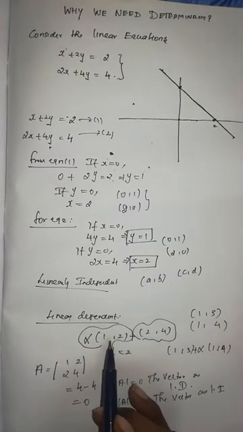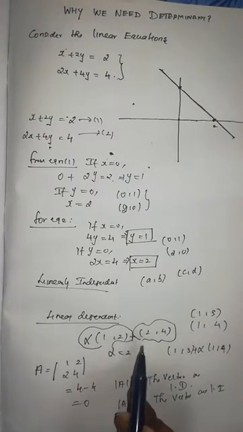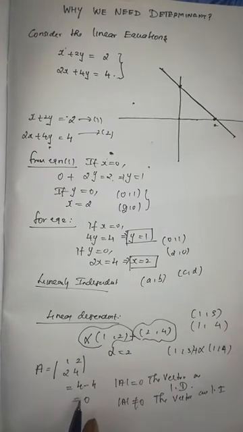So we see that 1, 2 and 2, 4. 1, 2 can be transformed into 2, 4 by multiplying by 2. So these two vectors are linearly dependent. So that's why the determinant value is 0 for this.